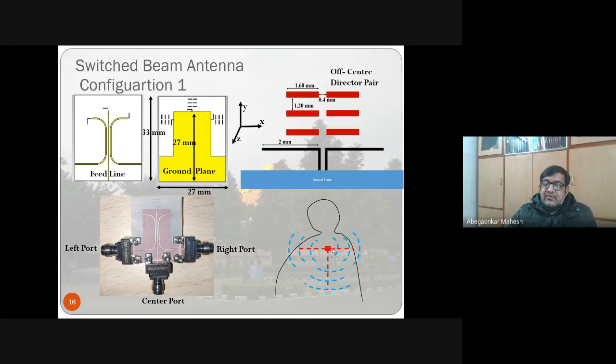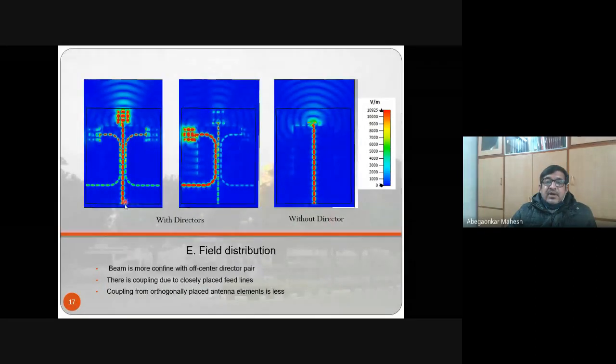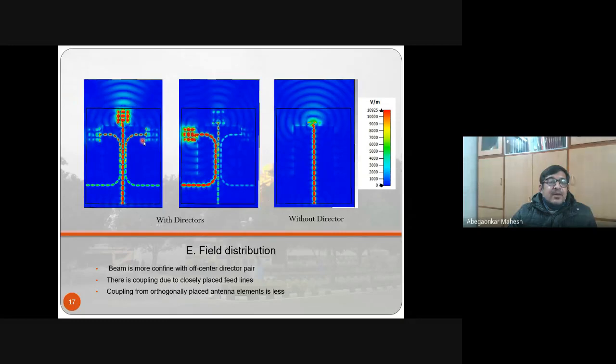So the field distribution with and without directors is shown. What you see here is that with the directors, there is a lot of concentration of fields. As a result, you get narrow beams. So this is one case, where the center antenna is excited. Here, the left antenna is excited, right? And this is the case with no directors. So there is a very wide beam happening here, whereas in this case, there is a narrow beam. If the center antenna is excited, the power will be radiated along this direction. If the left antenna is excited, the power will be radiated along the left direction. There will be no power along the other two directions.